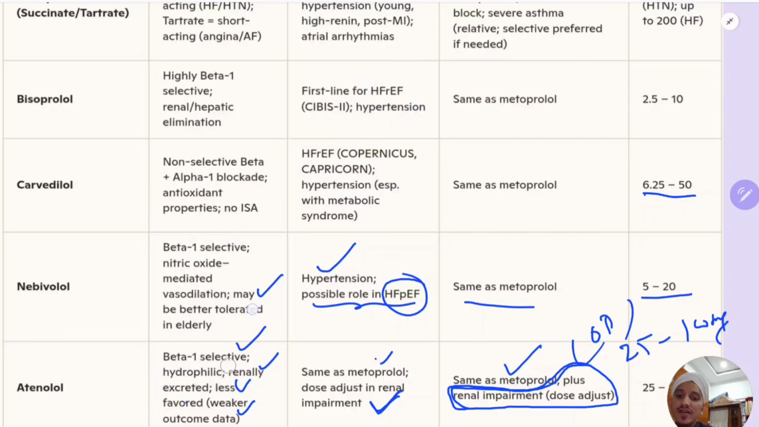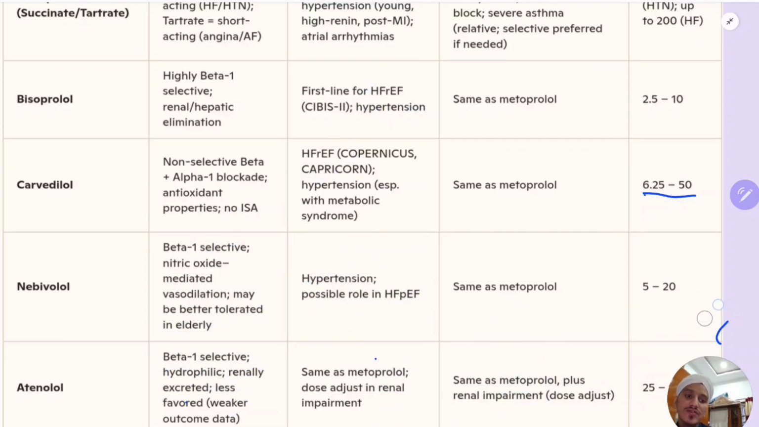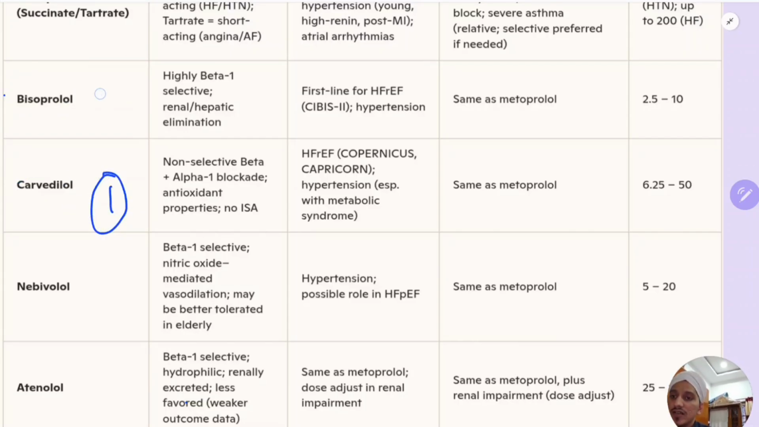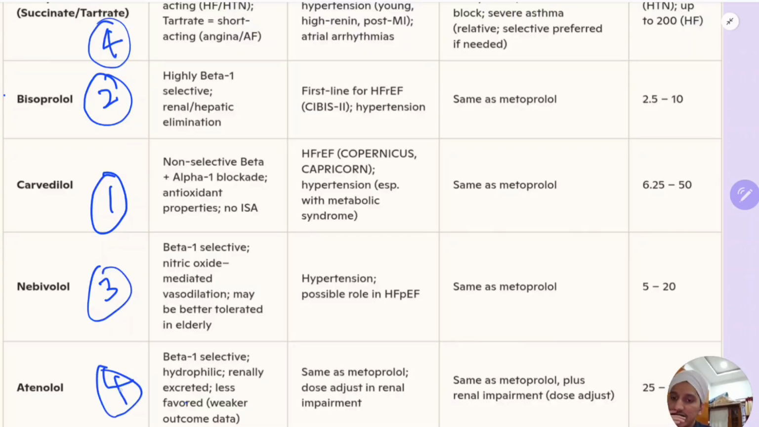So I will label some good beta blockers to use. The good beta blockers are bisoprolol and carvedilol. These two are rank 1. I will give the rank based on the properties. If I want to rank these beta blockers, I will rank like this. Carvedilol is rank 1 beta blocker, and bisoprolol is rank 2 beta blocker. Nebivolol is rank 3 beta blocker. Metoprolol is rank 4 beta blocker. Atenolol is rank 5 beta blocker.